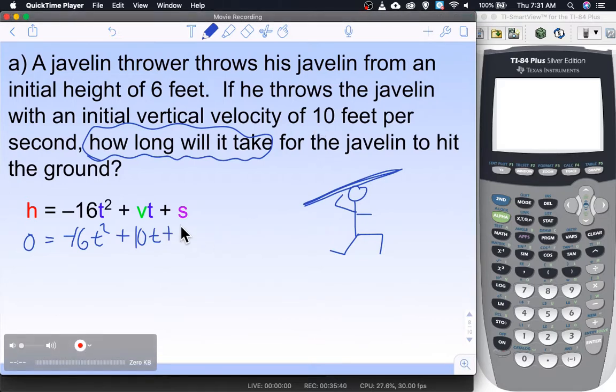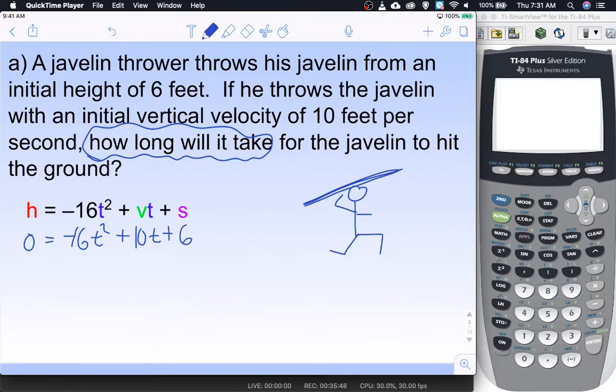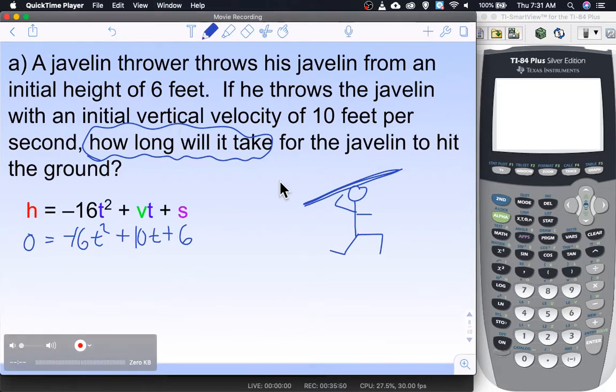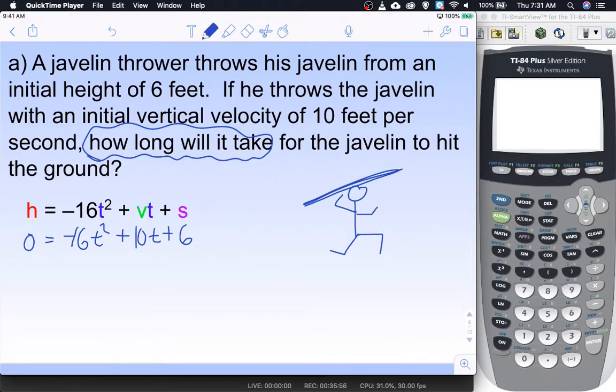And our starting height, initial height, is 6 feet. So there's me plugging in all the values I know. That's a pretty awesome javelin dude, huh? There. He's missing another piece of his arm.